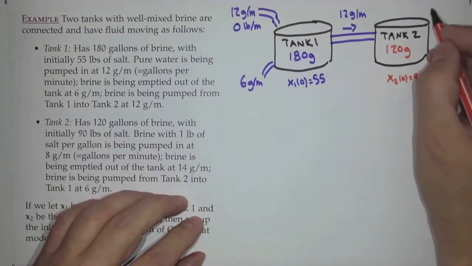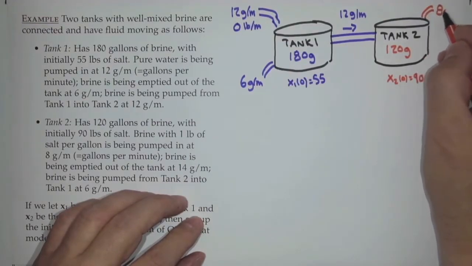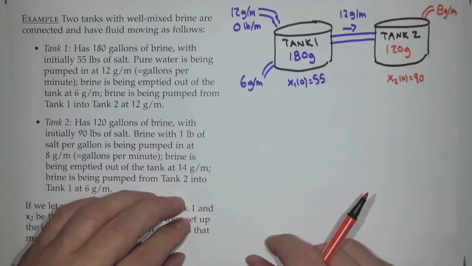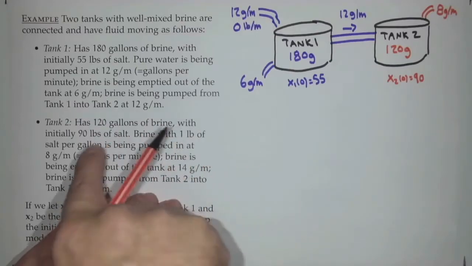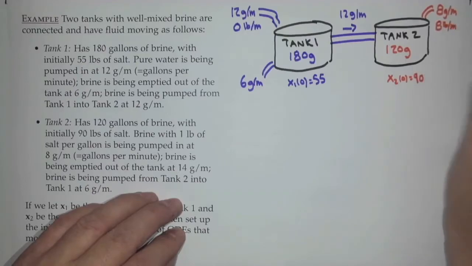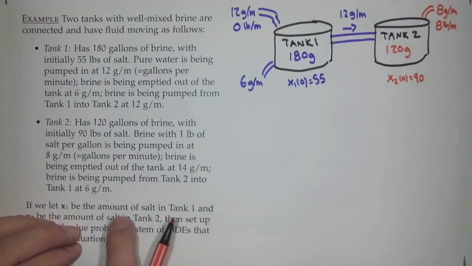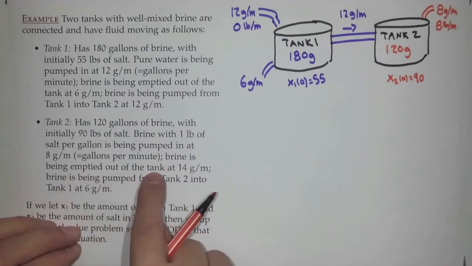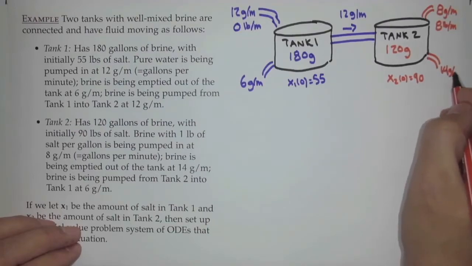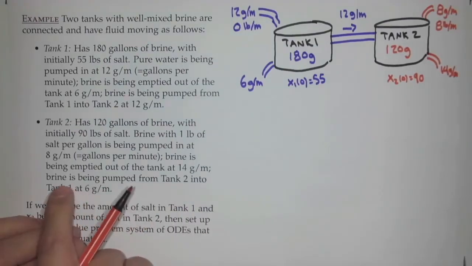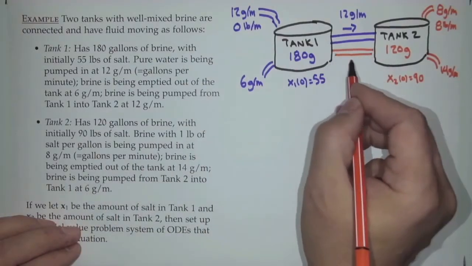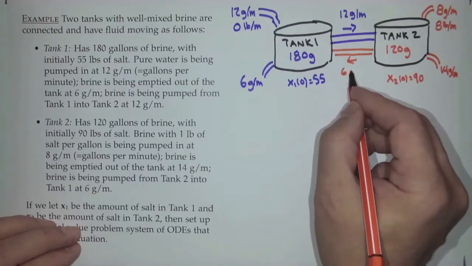So there's something coming in at 8 gallons per minute. That's the brine. How much salt is coming in? Because there's 1 pound per gallon, 8 gallons, this is 8 pounds per minute of salt. What else do we have? Brine is being emptied out of the tank at 14 gallons per minute. So there's stuff leaving here at 14 gallons per minute. And brine is being pumped from tank 2 into tank 1, so we're going in this direction at 6 gallons per minute.